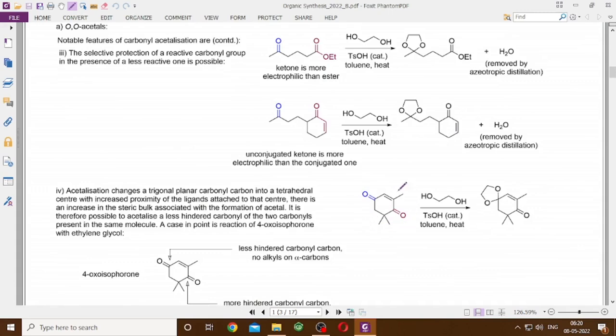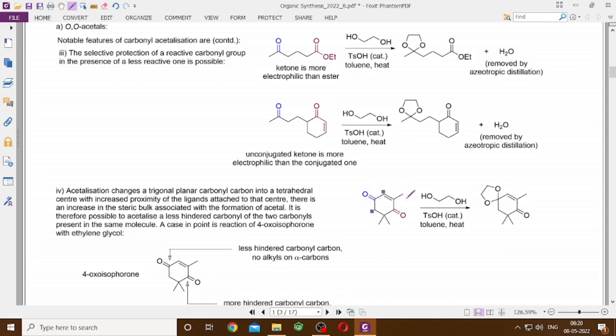Here is a molecule which is known as 4-oxo isophorone. Two carbonyls are there. This carbonyl does not have any alpha alkyl groups. On the other hand, this magenta carbonyl has a couple of methyls here, one methyl also here. Both being conjugated with carbon-carbon double bond, it is the steric factor which determines which one is more electrophilic and which one reacts eventually.